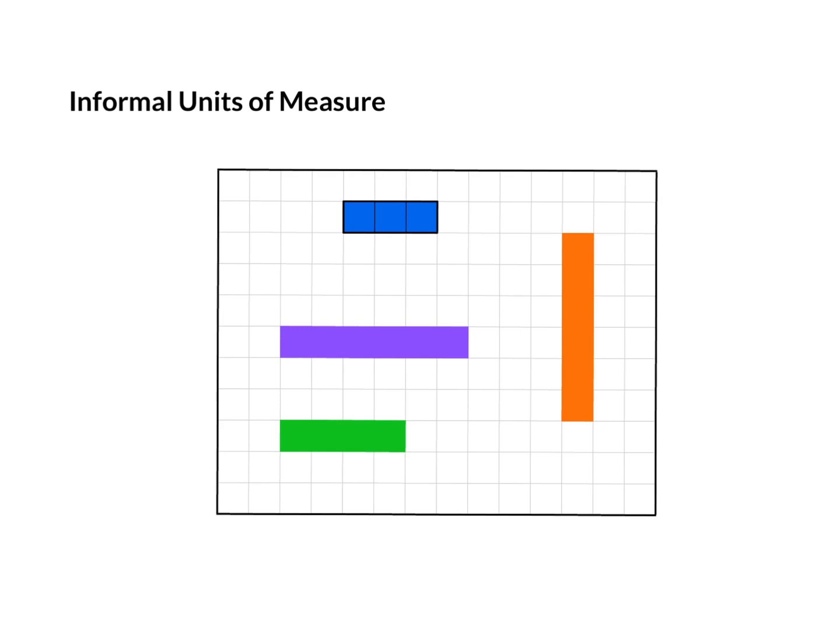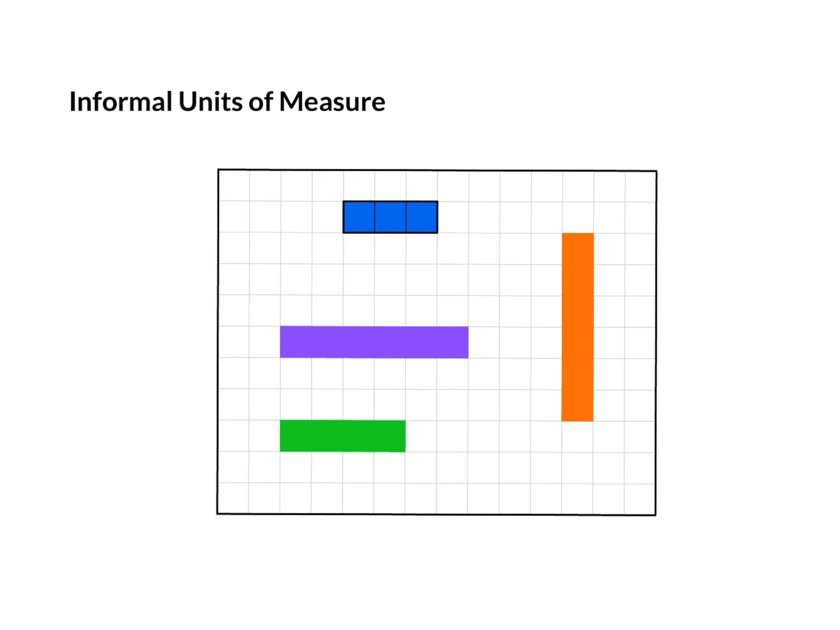What I want you to do is think about how we would measure the length of these lines. Informal units are units that are not metric units. So they're not centimetres, not millimetres, and not metres. So when we're talking about the length of a line, we're using here a grid. We're using a grid overlay.